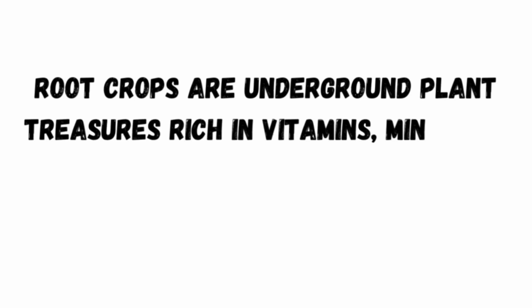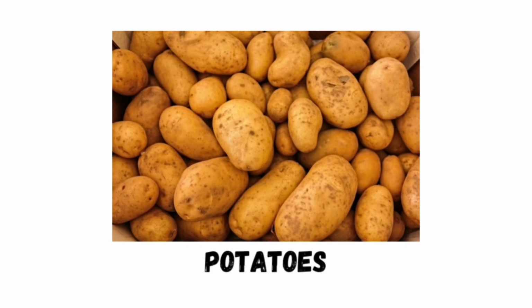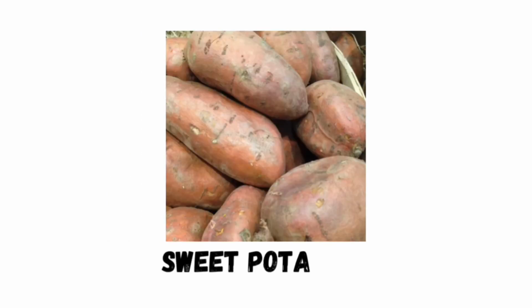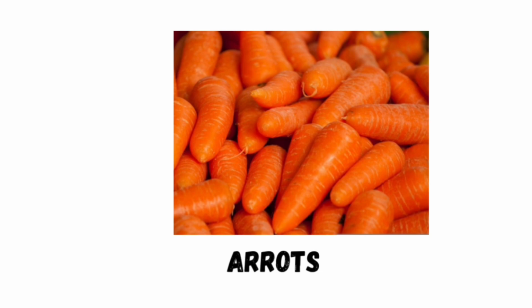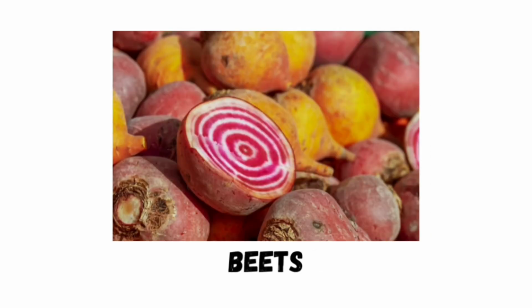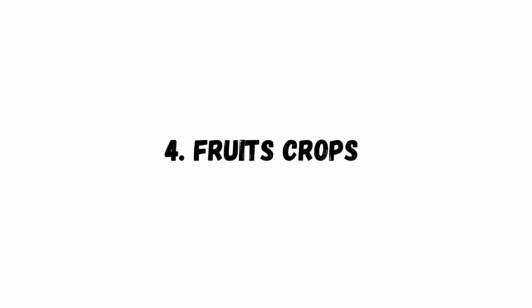Third is root crops. Root crops are underground plants, rich in vitamins, minerals, and fibers. Examples of root crops are potatoes, sweet potatoes, cassava, yams, carrots, beets, parsnips.